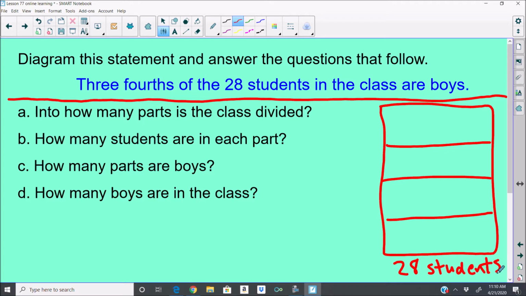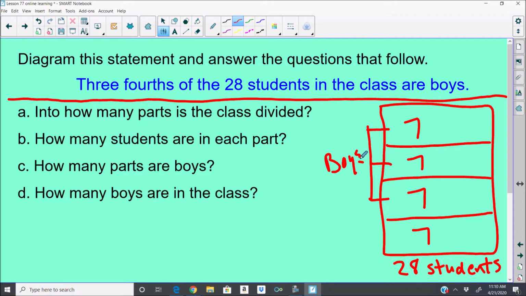Okay. So if that box, the whole thing, represents 28 students, how many are in each piece of that? Well, 28 divided by 4 would tell us that there are 7 students in each one of the boxes. And it says in that blue line, 3/4 of the 28 students in the class are boys. So 3 of these, 1, 2, 3, 3 of these represent boys. So now that's that one statement diagrammed out.